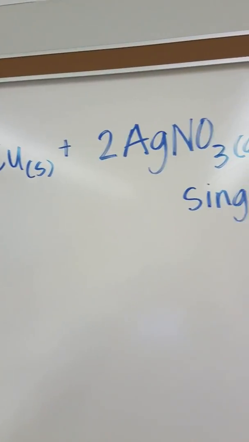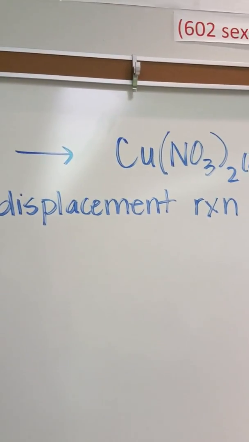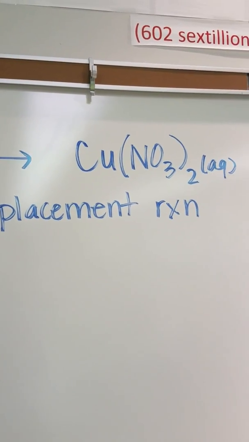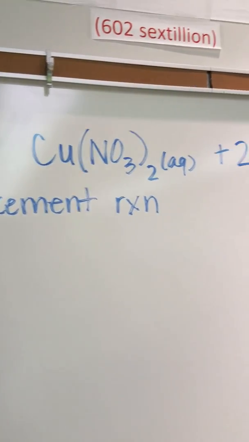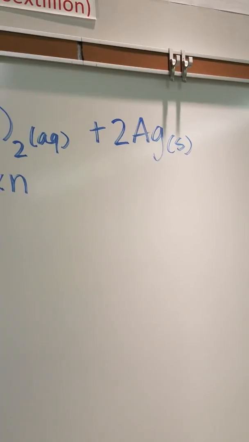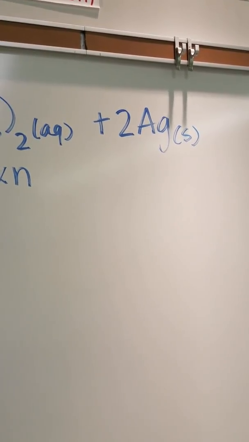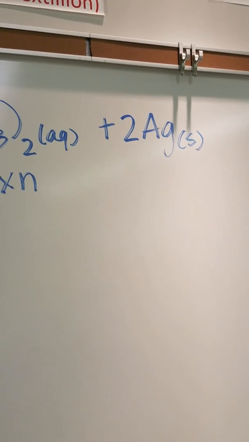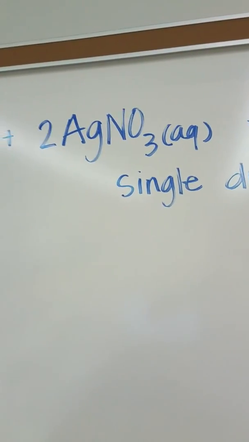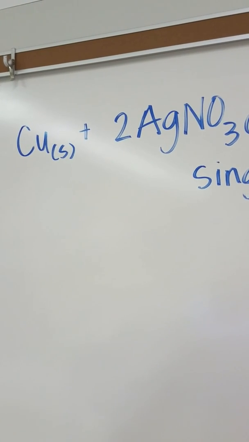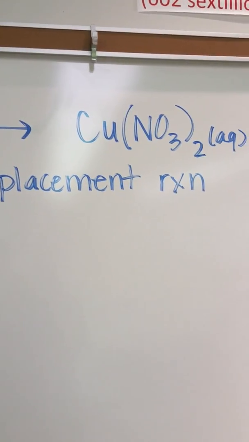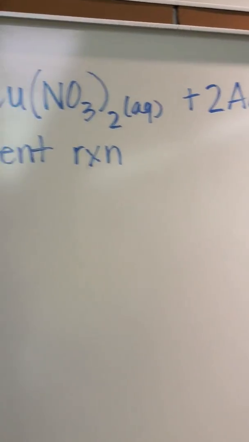It follows the single displacement reaction. Cu, solid, plus silver nitrate produces copper 2 nitrate. That's aqueous, that's why we couldn't see it. It was just in the solution. And then silver metal, that's what we were actually seeing. That fuzzy, brown-looking substance was actually silver metal. So this is a single displacement reaction. One metal plus one solution produces a second solution and a new metal. That's single displacement. The next one we're going to do quickly here is called double displacement.